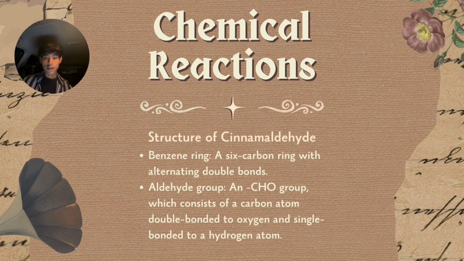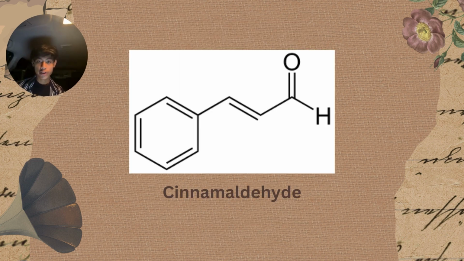2022801292. And in this part of the presentation, we will be exploring the chemical reactions of cinnamaldehyde. So, firstly, we need to know the structure of cinnamaldehyde. First, it has a benzene ring, which is a 6-carbon ring with alternating double bonds. And we have an aldehyde group of CHO group, which consists of a carbon atom double bonded to oxygen and single bonded to a hydrogen atom. So, in general, this is the structure of cinnamaldehyde.